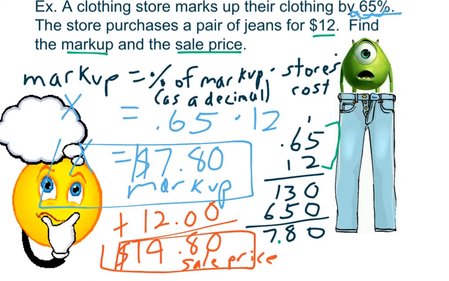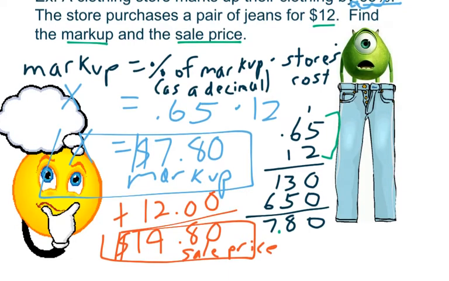You know, it's also good to estimate to see if your answer makes sense. Like I know 65% is more than 50%, and I know 50% means half, so half of 12 is 6. So I know the markup's more than $6, and we got $7.80. So that seems reasonable. And I always want to make sure that my sale price is more than my store's cost, because the store has to make money on what they sell. Otherwise, nobody is in business.